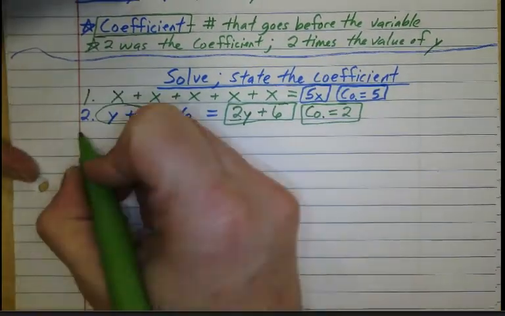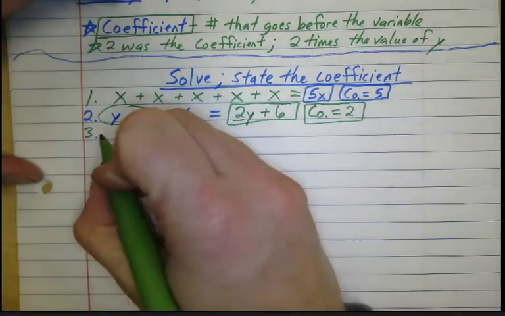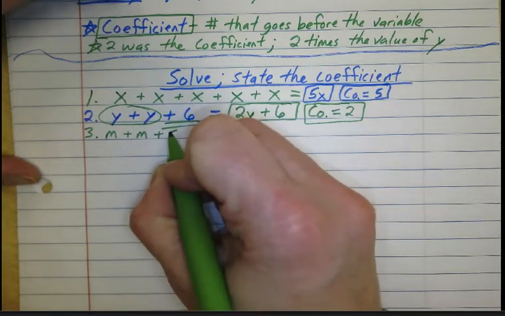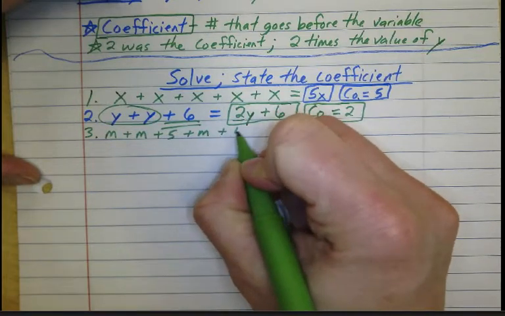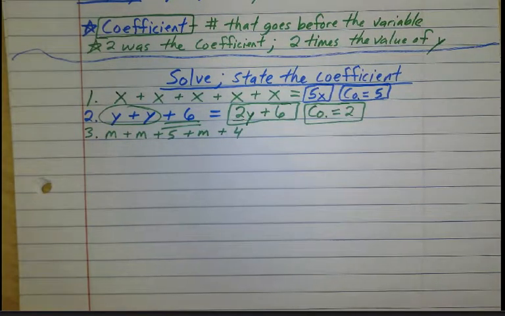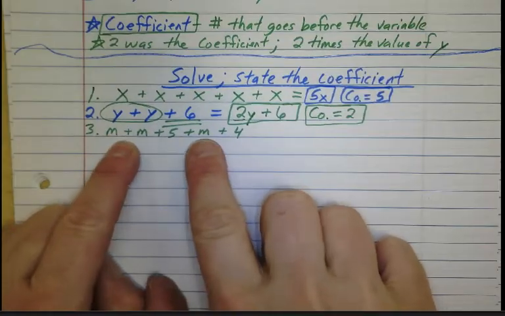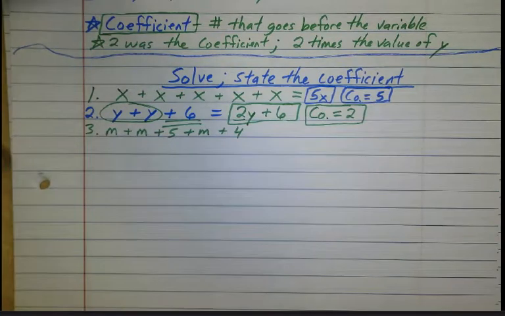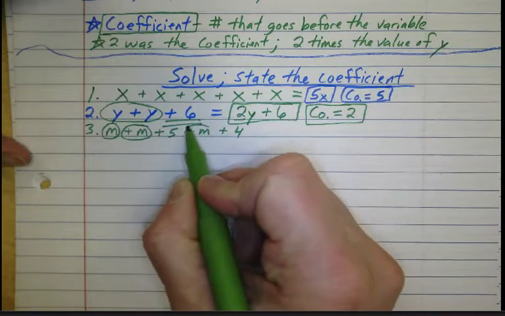Let's try another example to get an idea of what to do with apples and oranges. We're going to do m plus 5 plus m plus 4. I want you to look at this problem. This problem has apples and oranges. There are m's, and then there are also just numbers. If we just combine the m's together, we have 1 m here plus another m plus another m.